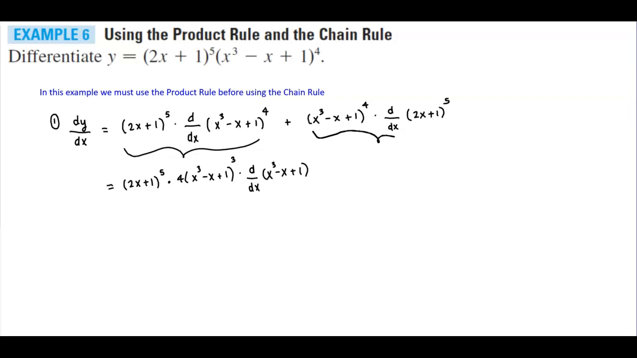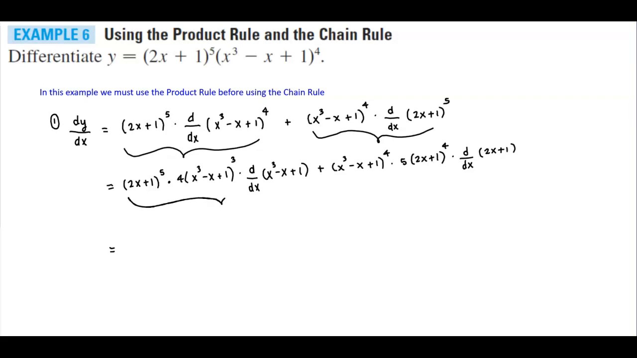Then we're going to find the derivative of this. So this is going to be plus (x cubed - x + 1) to the 4th power times 5 times (2x + 1) to the 5 minus 1, which is 4, times the derivative of what's inside, which is 2x + 1.